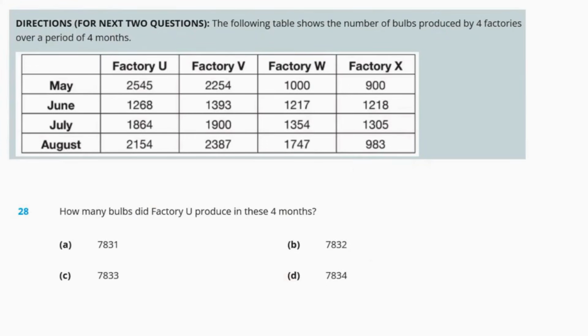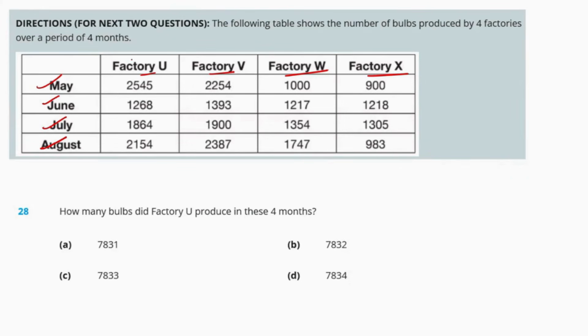Now, next question is directions for next two questions. The following table shows the number of bulbs produced by factories over a period of 4 months. So we know that this is the production of bulbs by 4 factories, that is factory U, factory V, factory W, and factory X. And for what months? For 4 months. The months are May, June, July, and August. Now let us see the first question. The question is, how many bulbs did factory U produce in these 4 months?